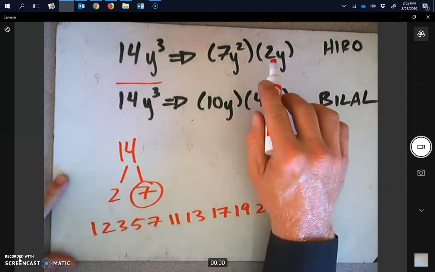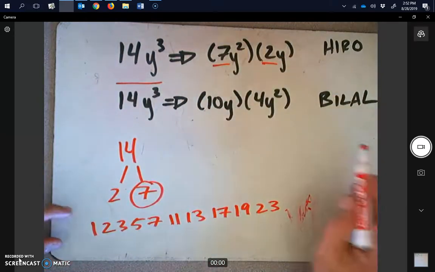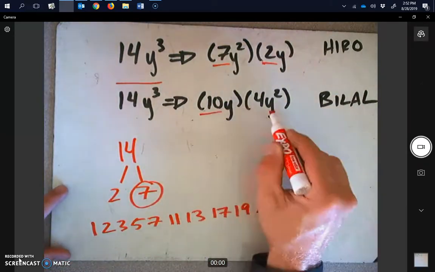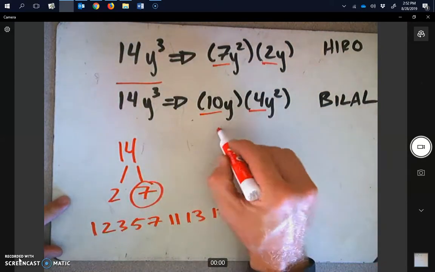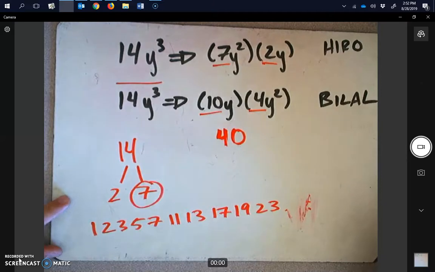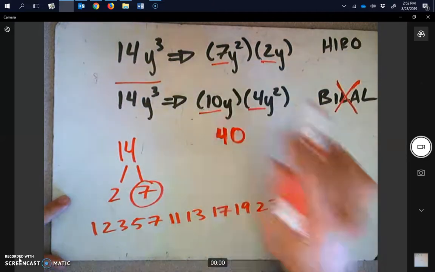And we can see up here we have a 7 and a 2. So that's what Hero did. He factored that out. If you look at Bilal, he has 10 and 4. Well, he added it. 10 plus 4 is 14. It's supposed to be times. 10 times 4 would be 40. So Bilal did it wrong. Hero so far has done it right.